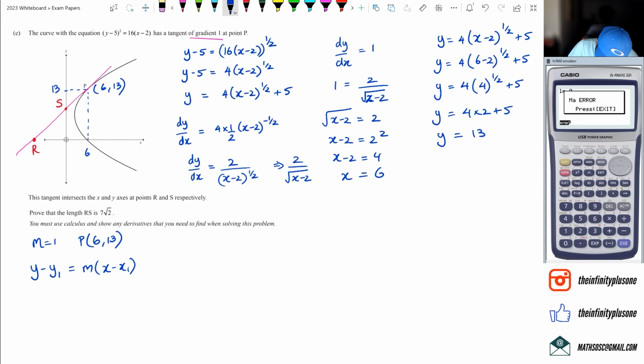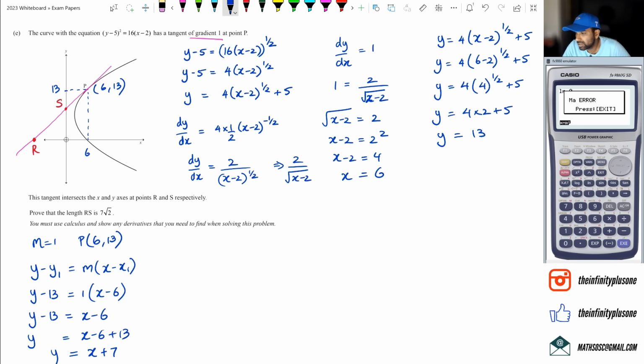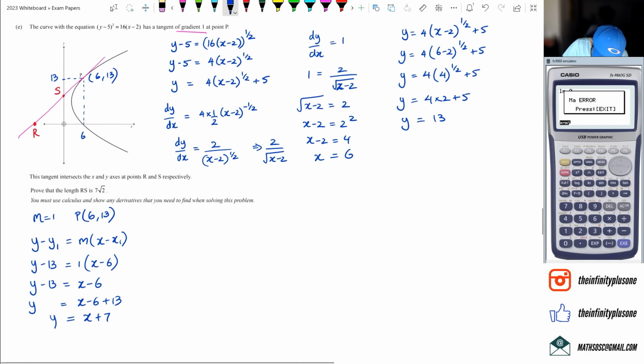And what we have here is y minus 13 equals 1 times x minus 6. Y minus 13 is equal to x minus 6. Y is equal to x minus 6 plus 13. Y is equal to x plus 7. So pretty much what I've got here is the equation of the pink line, which happens to be y is equal to x plus 7.